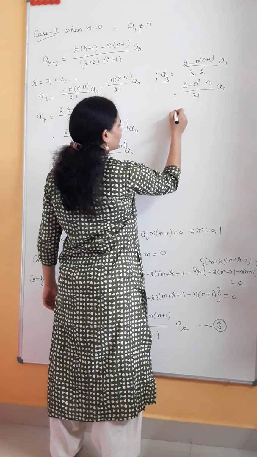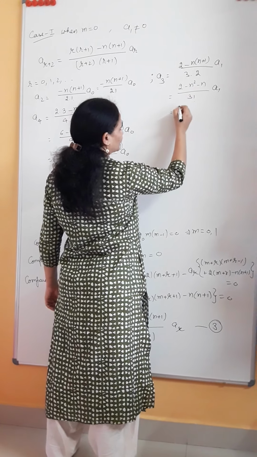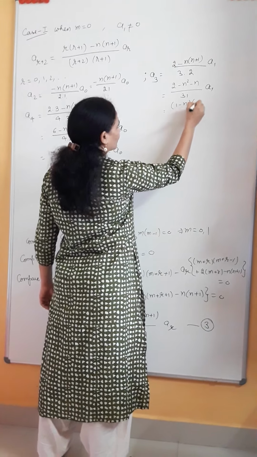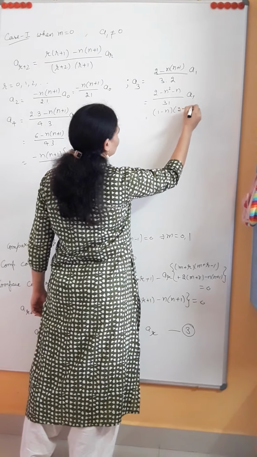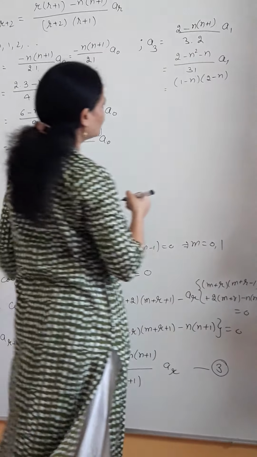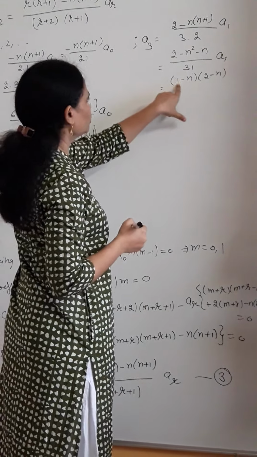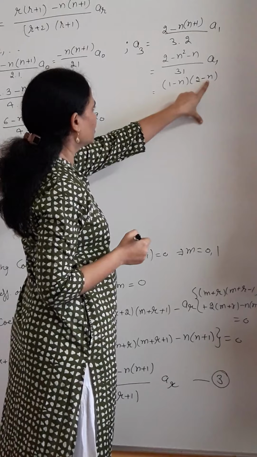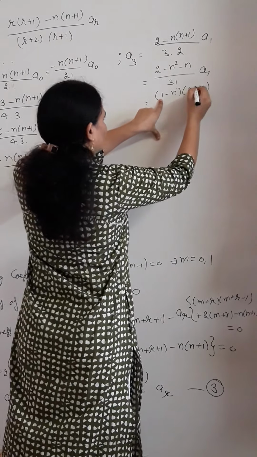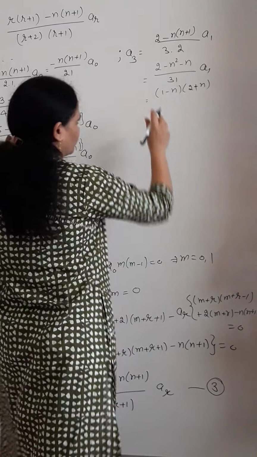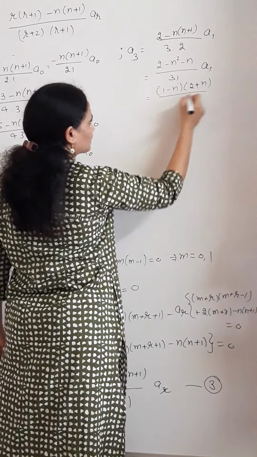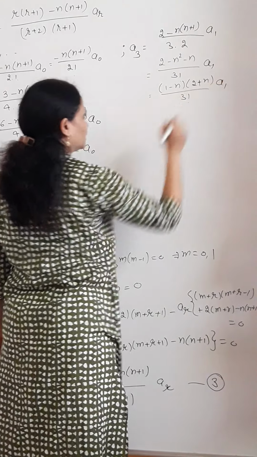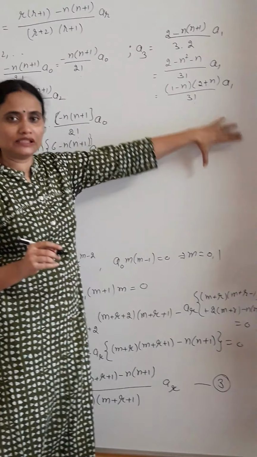So how we can factorize this? We can factorize as 1 minus n and 2 plus n. Verify: 2 minus 2n plus n plus n minus n square. So okay, the factors are 1 minus n and 2 plus n or n plus 2 as we write. So now at least we will be able to see some pattern.